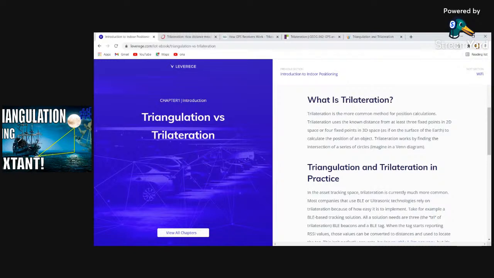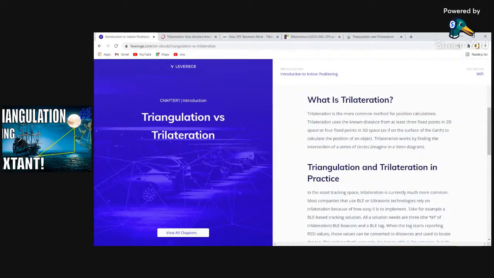So trilateration uses the known distances from at least 3 fixed points in 2D space or 4 fixed points in 3D space, as if on the surface of the Earth. So there's the claim that we have a 3D space on the surface of the Earth, begging the question. Not saying anything about a globe, but alluding to it. So to calculate the position of an object, trilateration works by finding the intersection of a series of circles. Well, that kind of sounds like what we're doing with a sextant.